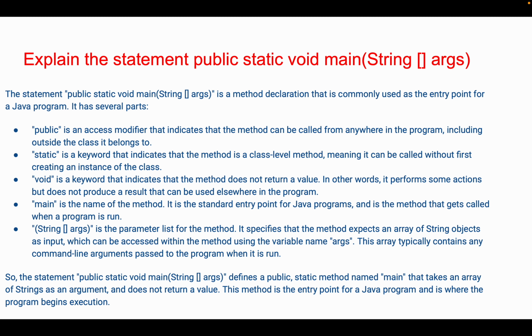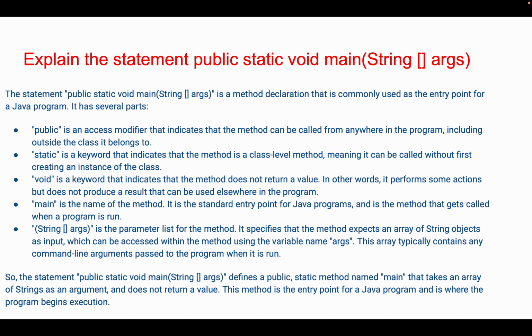Then we have the main method. Main is the name of the method. It is the standard entry point for Java programs and is the method that gets called when the program is run. This is the method that has been defined inside the JVM, so the JVM has to look for the main method only. So it is the standard entry point for all Java programs, and the method that gets invoked when we run the program.